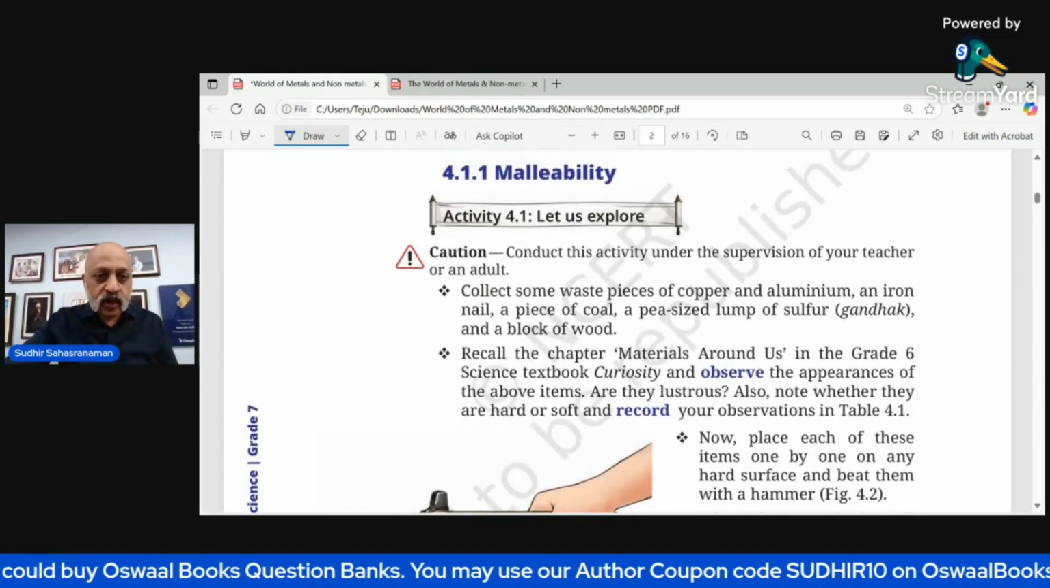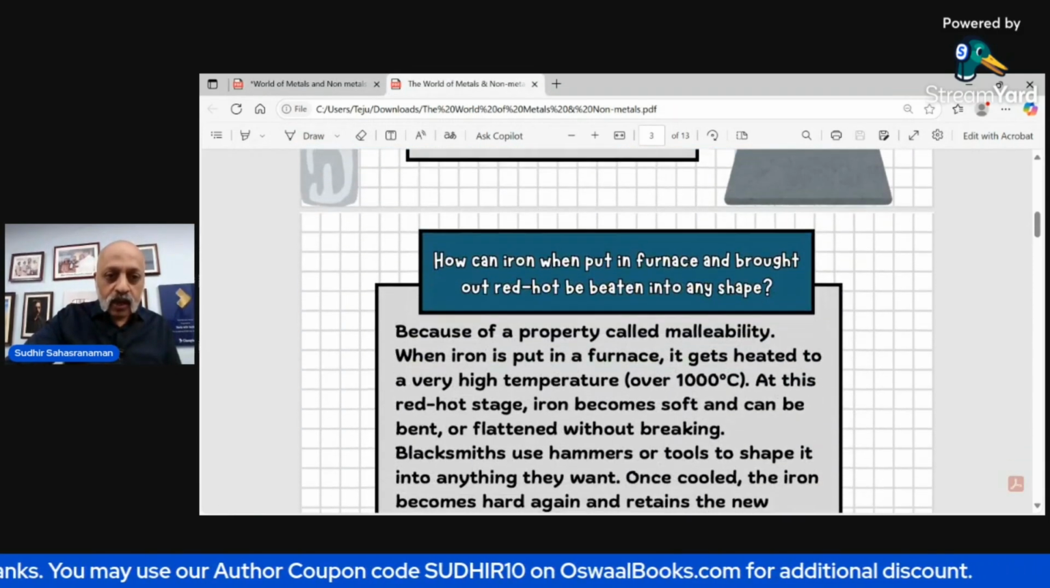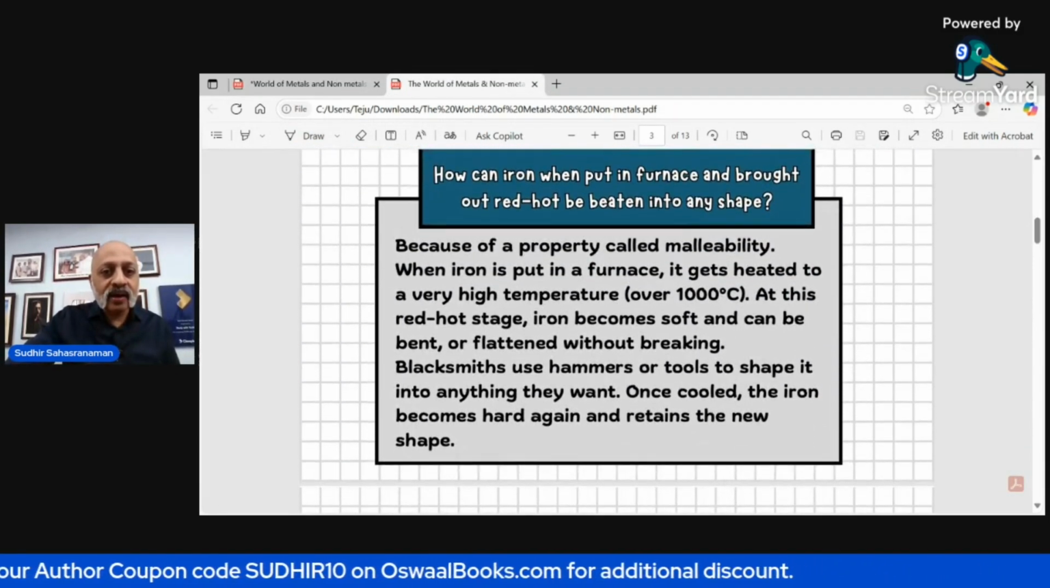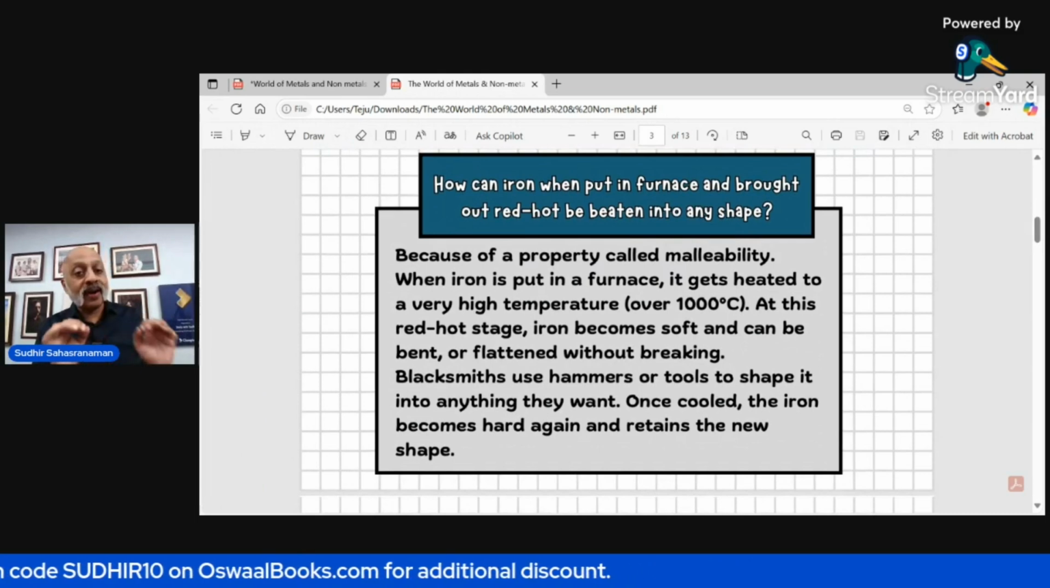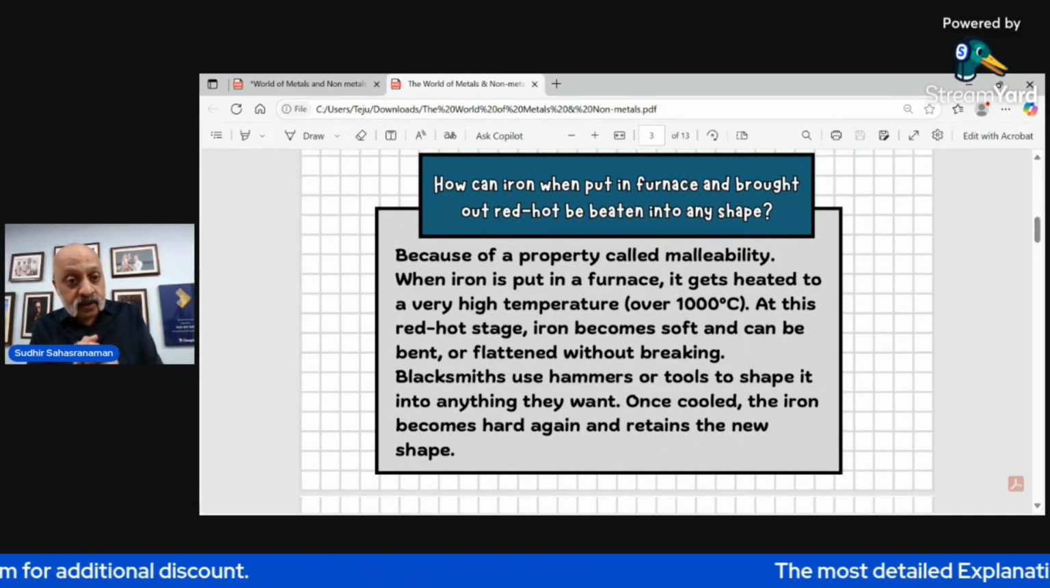Now, the first one is about malleability. But before that, I want to tell you about how iron, when put in a furnace and brought out red hot, can be beaten into any shape. That's what Sudarshan uncle has told Yashwant and Anandi.